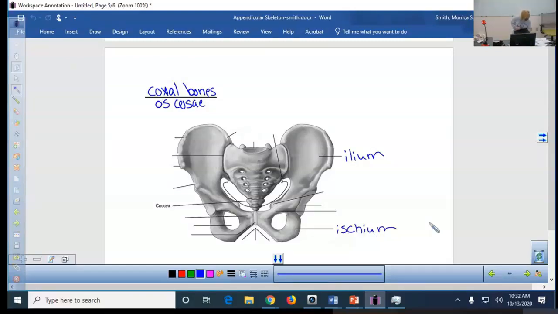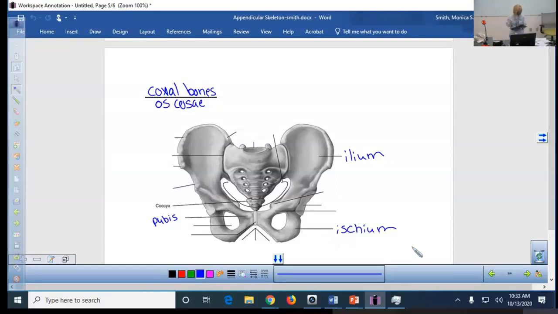Let's see. This one in the front, this one that's pointing, is the pubis. I keep wanting to say pubic. Pubic is the adjective for what you say in between. Okay, so those are our three bones.